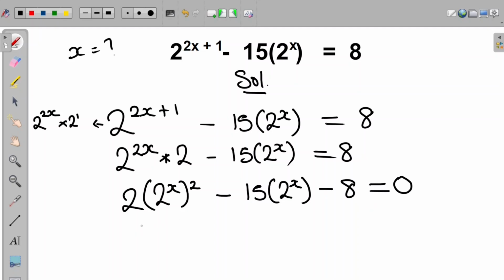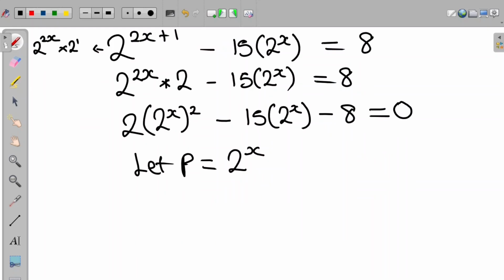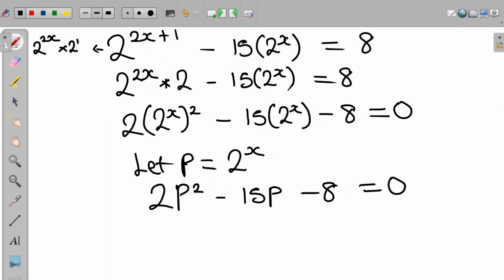Now at this point, let us substitute p to be equal to 2 raised to the power of x. Now the equation in terms of p becomes 2 multiplied by p squared minus 15p minus 8 equal to 0. Now to obtain the solution for this quadratic equation in terms of p, we have to use the quadratic formula.